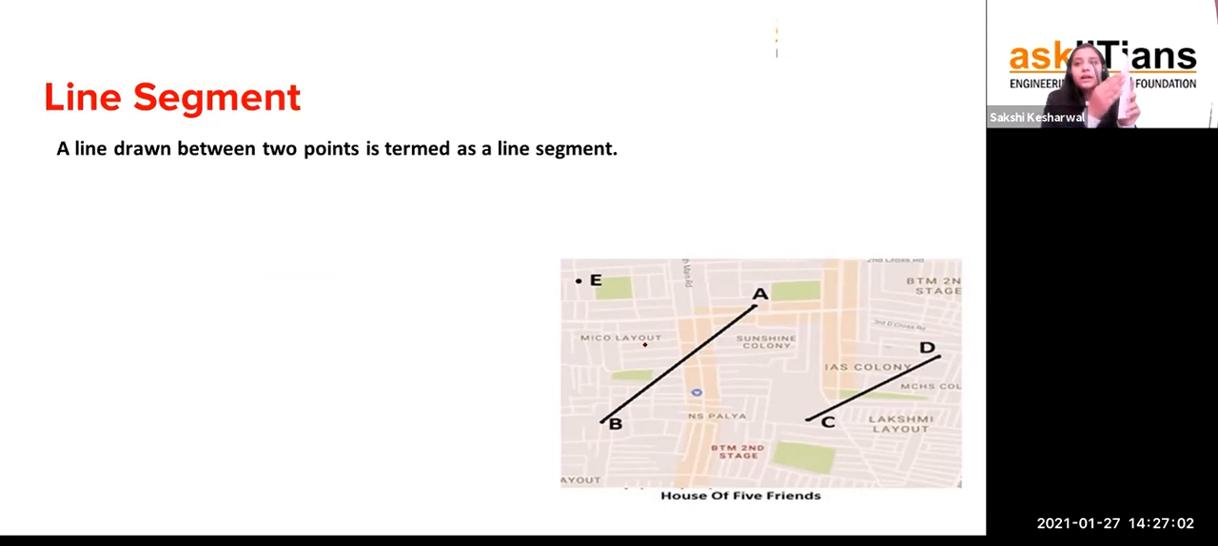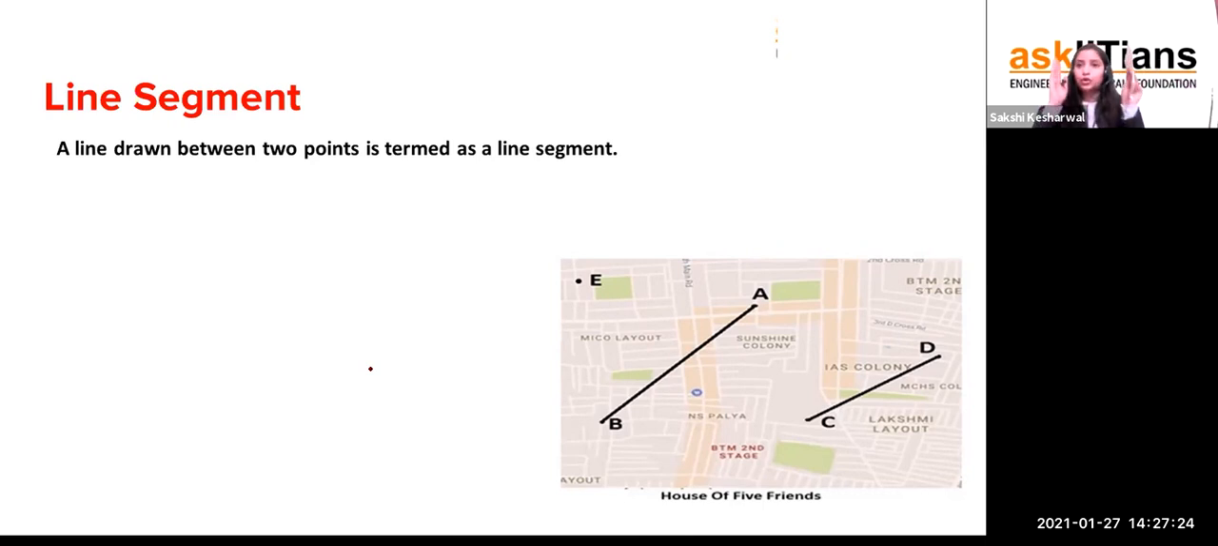So right now, to make a line segment, I just cut it, right? Now I know where it is starting and where it is ending. Basically, a line segment can have a definite length, right? A line segment can have what? A definite length. And a line segment is a part of what?